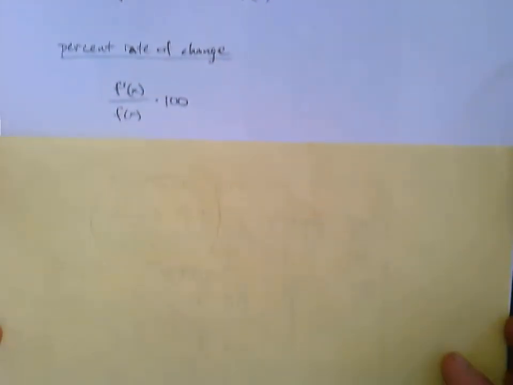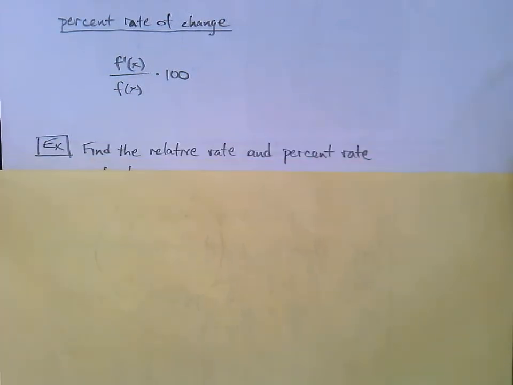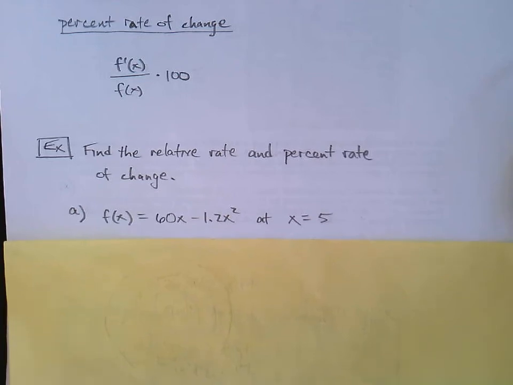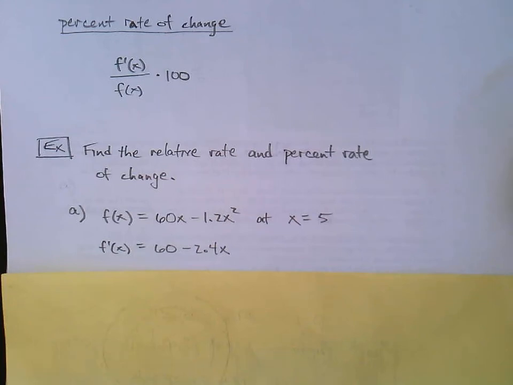Let's take a look at one example anyway. Find the relative rate and percent rate of change. We'll start off here with part A. Let's say our function is 60x minus 1.2x squared. We're going to find this relative and percent rate of change at x equals 5. So we'll go with our formula. We can see we need a derivative to do that. The first thing we can do is find the derivative of our function. In this case, it would be 60 minus 2.4x.